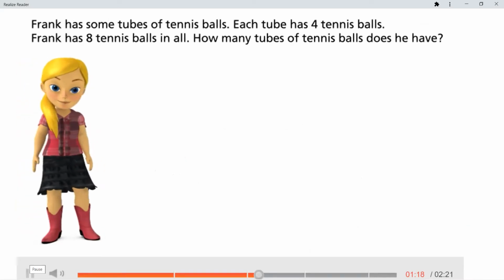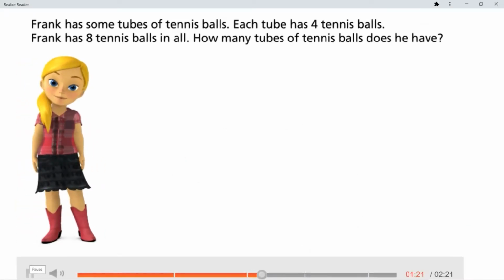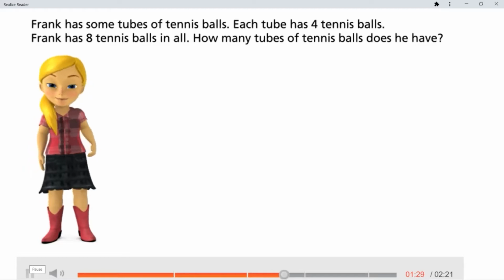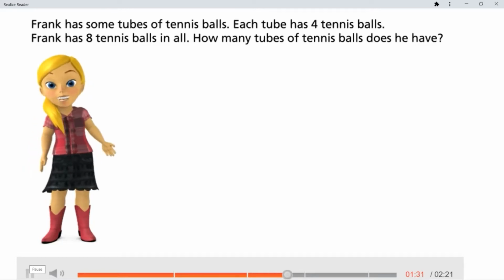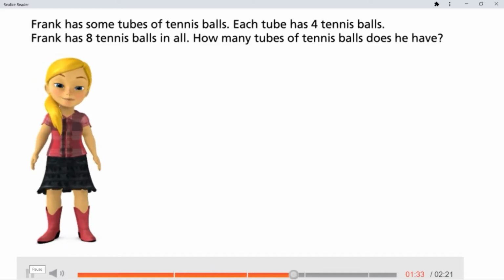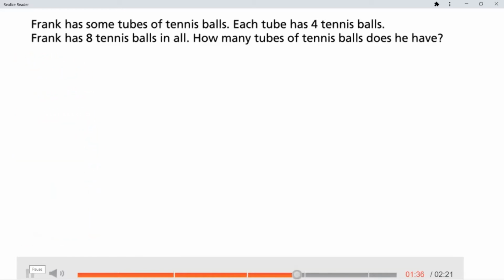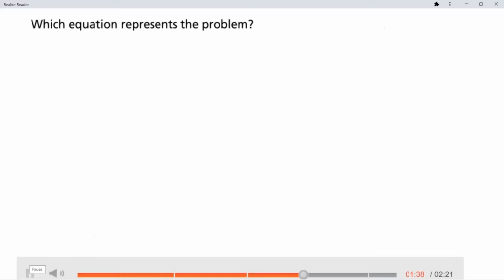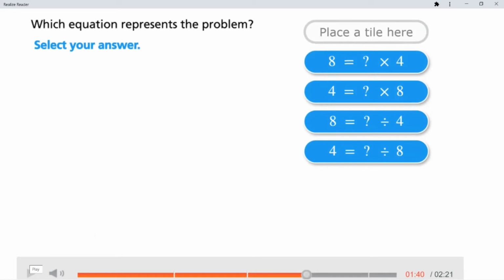Frank has some tubes of tennis balls. Each tube has 4 tennis balls. Frank has 8 tennis balls in all. How many tubes of tennis balls does he have? You can write an equation to represent the problem. Which equation represents the problem? Select your answer.